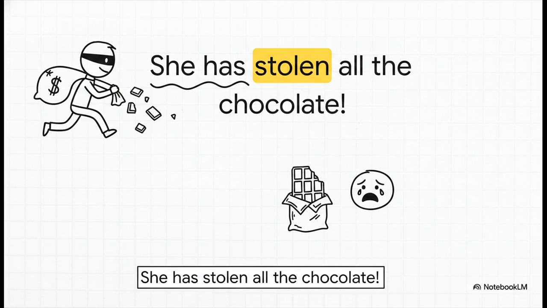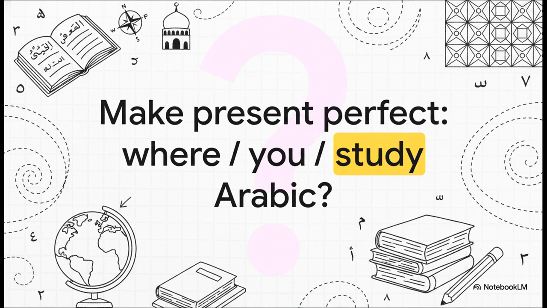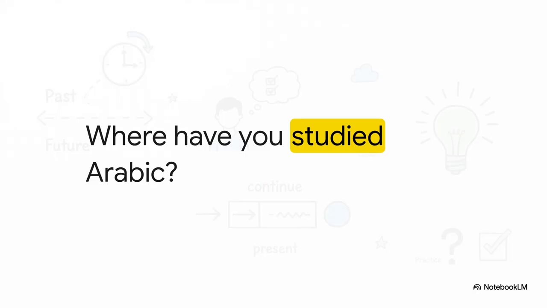Okay, one more. Let's make it a question. Final prompt. Turn this into a present perfect question. Where you study Arabic. Remember to think about how questions flip the grammatical formula. Go ahead. 3, 2, 1. And the answer is, where have you studied Arabic? Huge congratulations if you got that right. You successfully placed the question word where at the front, followed by the auxiliary have, the subject you, and the past participle studied. You are officially crossing the present perfect bridge like a total pro.